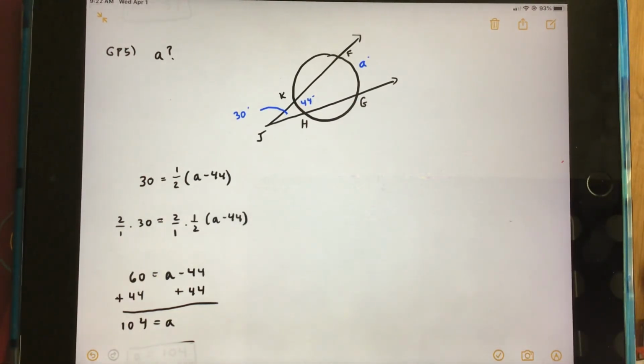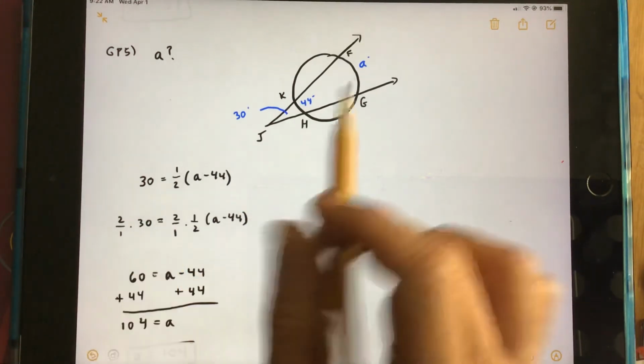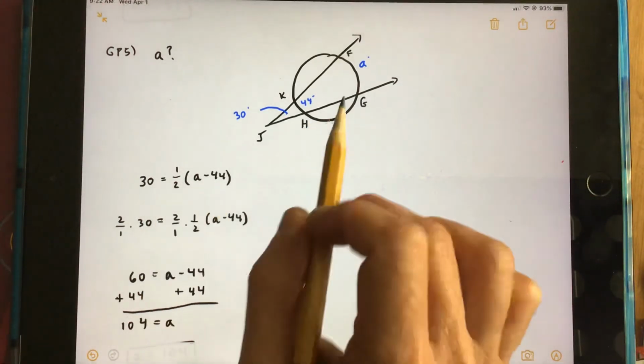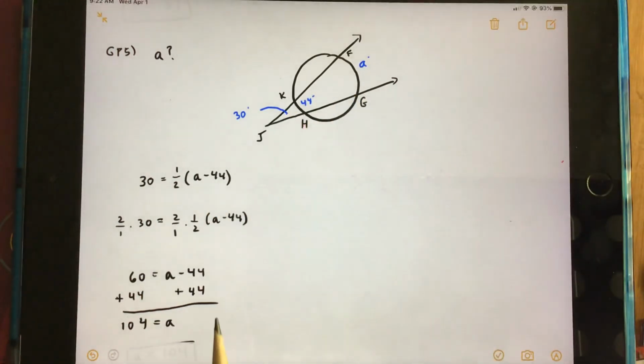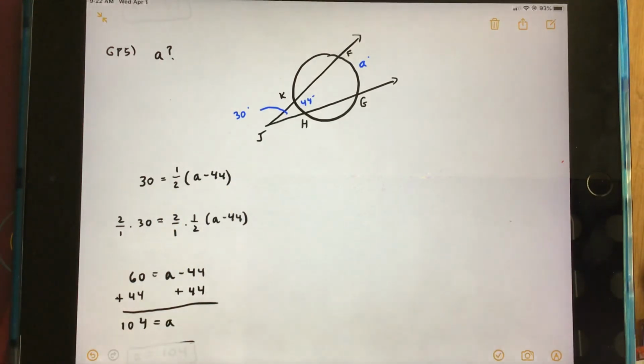Well, we're still going to use the same relationship. That outside angle, 30 degrees, is equal to half of the difference of the intercepted arcs. So we're going to subtract A minus 44, the difference of those intercepted arcs, find half that quantity, and that's going to be equal to that outside angle 30. Okay, now we're going to solve for A. So we're going to multiply both sides by 2/1, or just 2, and that will give us 60 equals A minus 44, since the 2/1 and the 1/2 cancel out.